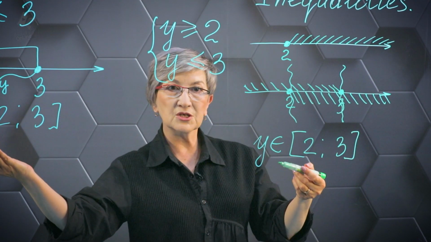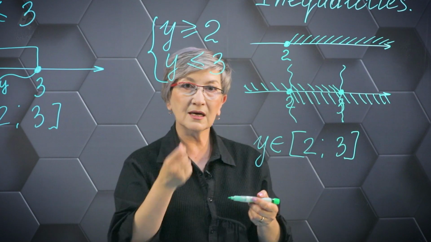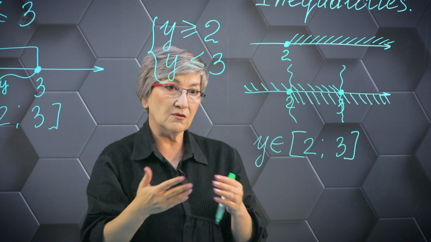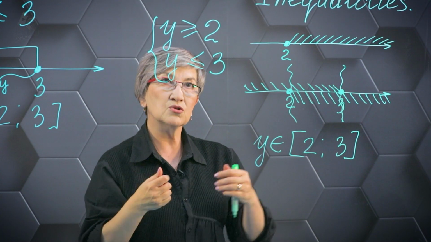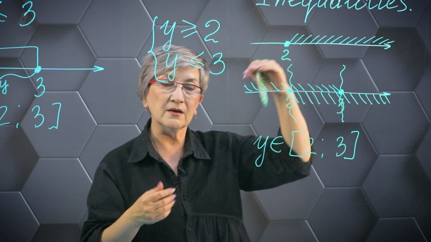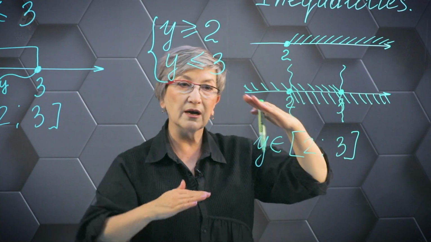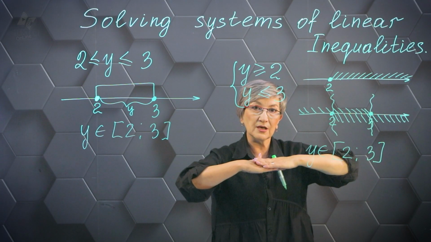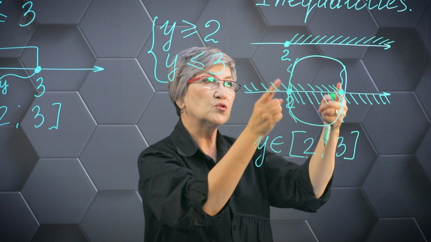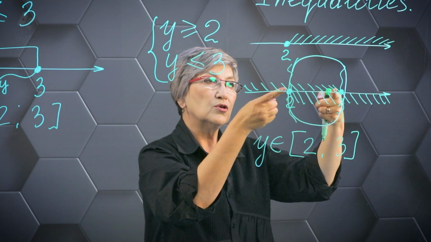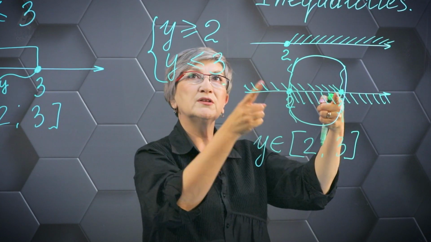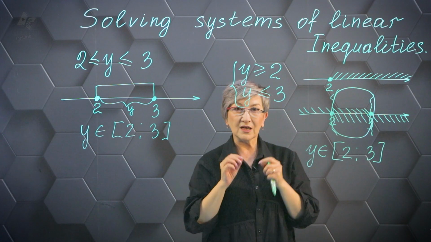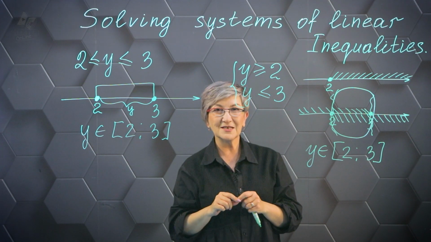Let's compare our answers now. They match. Therefore, when we see a system of inequalities, to solve this system, we need to first solve the first inequality and then the second, and combine the graphs of these solutions. And then we will see the interval in which the values of the variable will satisfy both the first and the second inequalities. This is how we will solve the system of inequalities.